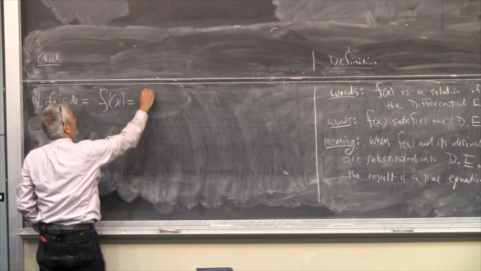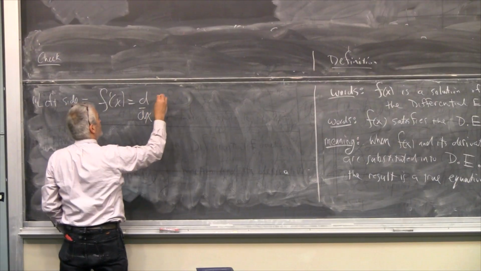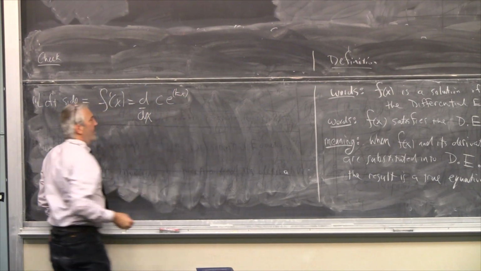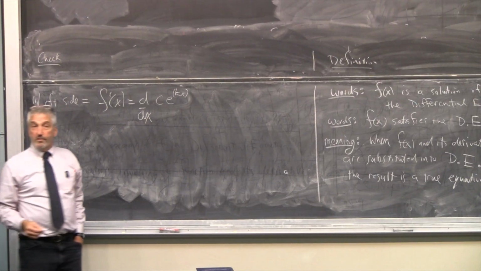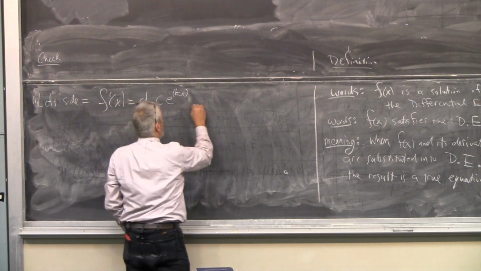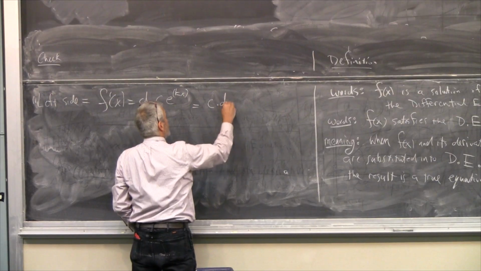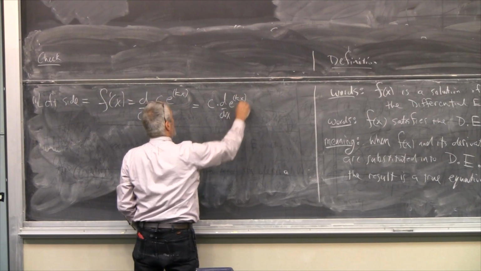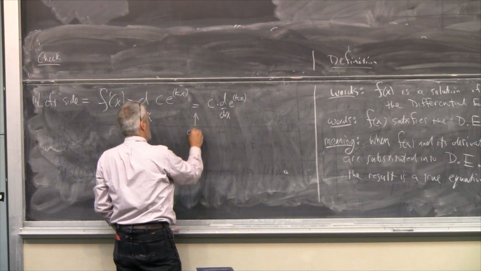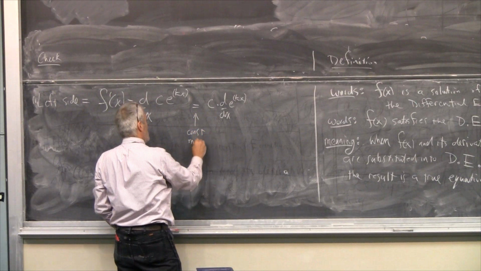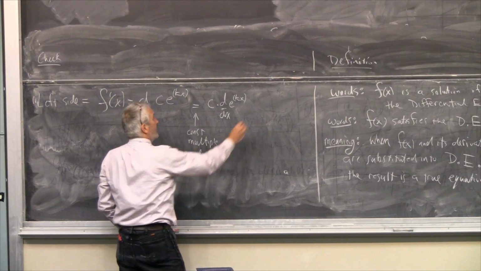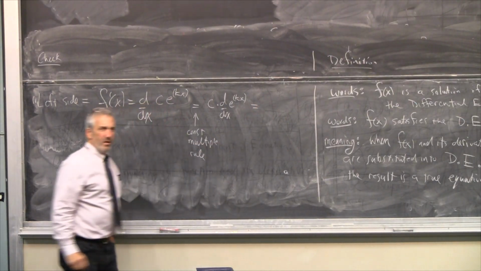And so that's the derivative of c e to the kx. Okay, well, c is a constant, so I can use the constant multiple rule. So I get c times the derivative of e to the kx. And then here, what rule do I use?